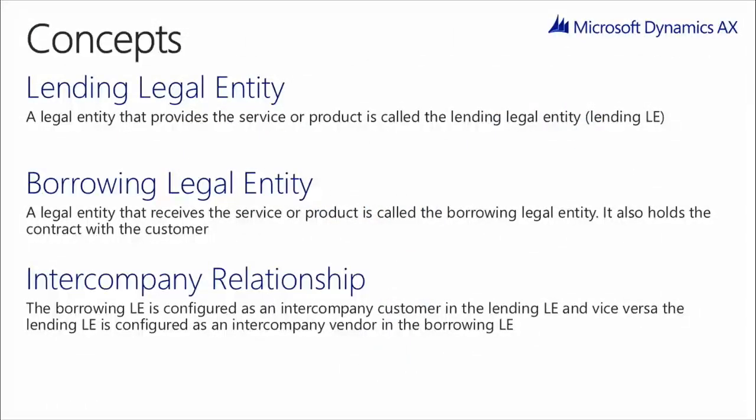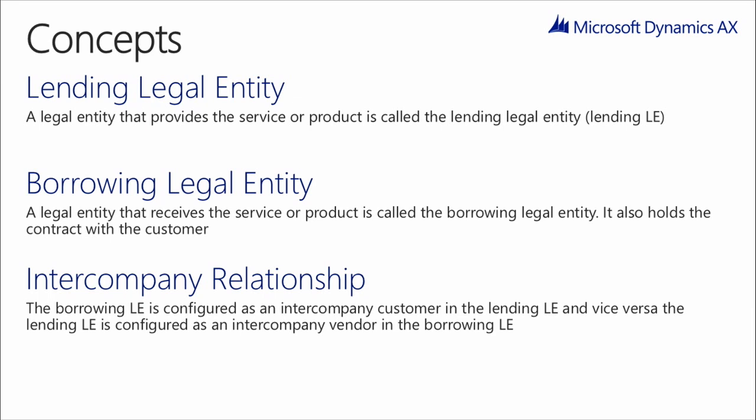Let's look at some additional terminology that's being used in the product. A lending legal entity is an entity that provides the service or product to other entities. Sometimes this lending LE is called the resourcing LE, or RLE for short. A borrowing legal entity, on the other hand, is the recipient of the service or product and actually holds the contract with the end customer. Hence, it's referred to as the contracting LE, or the CLE for short.